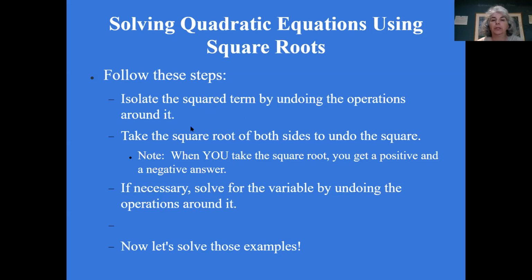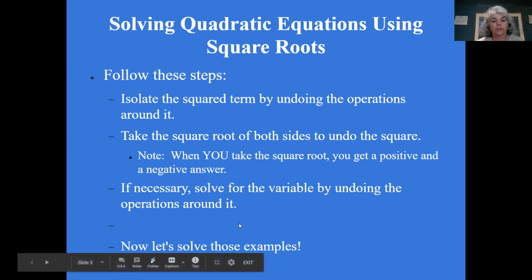These first two steps pretty much take care of all of those examples that are in standard form. You isolate the squared term and you take the square root of both sides. This third step here is only necessary if you have your equation in vertex form, because once you have done the first two steps, there's still probably going to be a number or two around your variable that you'll have to undo to get the variable by itself. Okay, so we're going to exit out of here and do some examples.